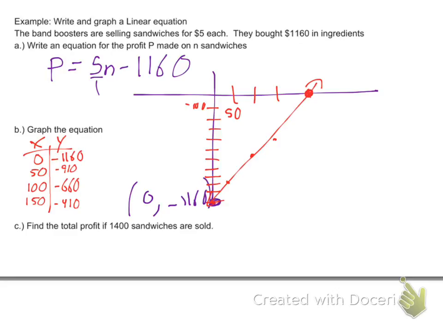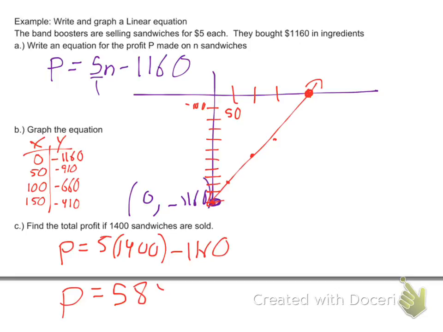The last one, if he wants to make 1,400 sandwiches, how much money does he make, or they make? A lot of money. So you plug in, and you end up with how much profit? $5,840. Whoops, wrong place for that. $5,800. Gosh, thank you, actually. But that's a lot of sandwiches, right?